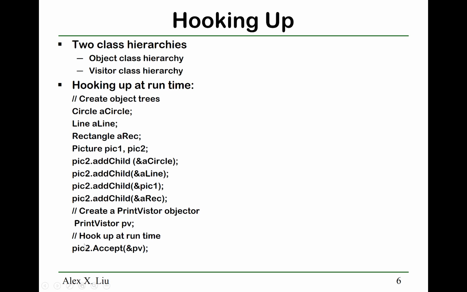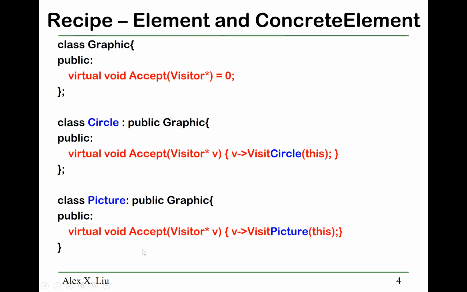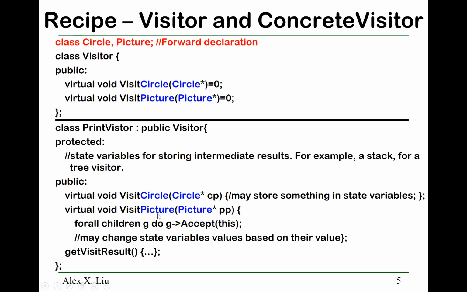Now let's take a look at how this is executed. So this pic2 is a picture. Picture accept print visitor pointer, which means this function, right? So this is a print class that we have, accept visitor, and in this function, as we said, only one statement: the print visitor v visit picture, with this picture object address. Which means that we will execute this visit picture with a picture pointer, right?